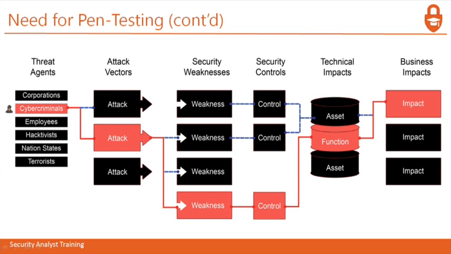So at this first level, we have different threat agents that could potentially launch an attack. The various threat agents are your corporation, cyber criminals, other employees, your hacktivist groups. It could be a nation state, or finally terrorists. There could be different threat agents which can launch an attack on an organization, on an individual, on a nation. So you should be aware of those threat agents also.